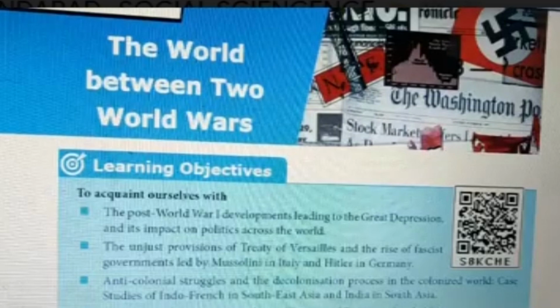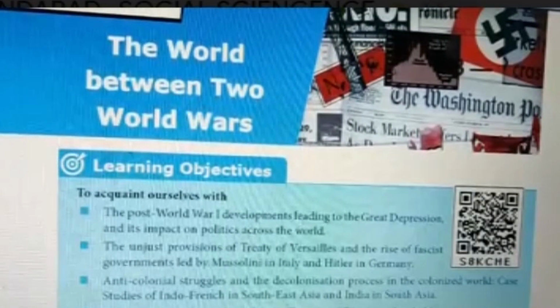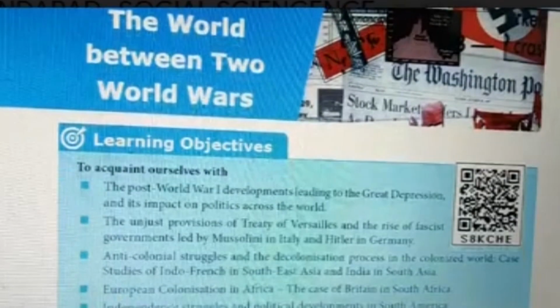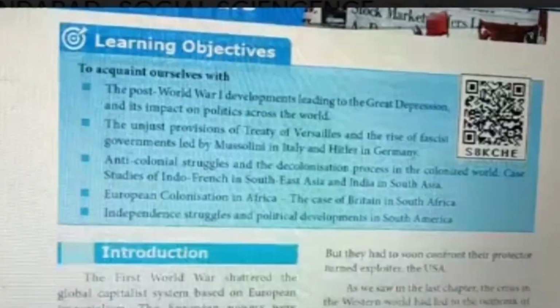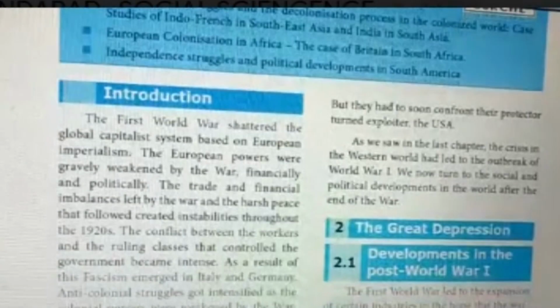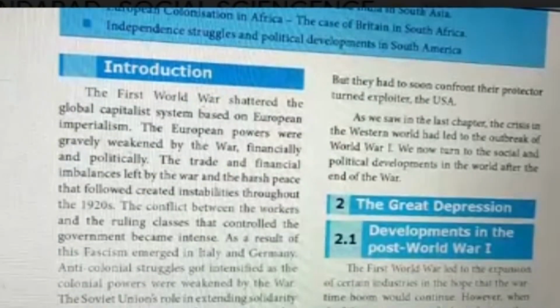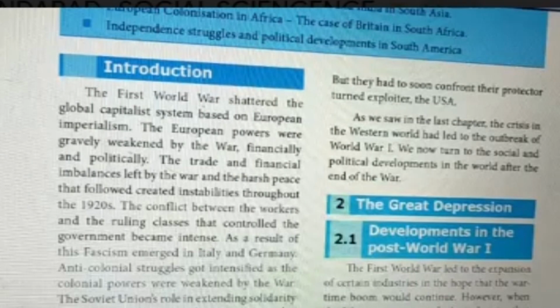Now we are going to continue with the world between two world wars. When it comes to the First World War, we have to remember some dates. The First World War started on July 28, 1914 and lasted until November 11, 1918. These years, 1914 and 1918, are not just years, but have a lot of historical significance.